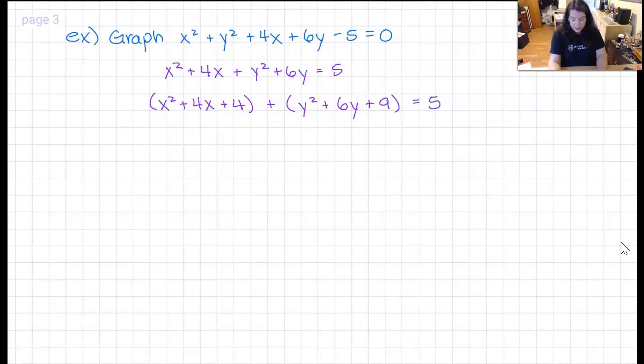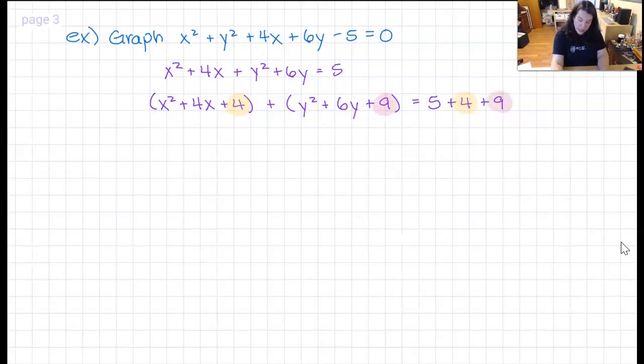But don't forget, whatever you added to one side, you've got to add to the other. If I added a 4 onto one side, I've got to add a 4 onto the other. And then if I added a 9 on one side, I've got to add a 9 on the other. So because of that 4 there, that's why I had to add that 4. And because of that 9 there, that's why I had to add that 9.